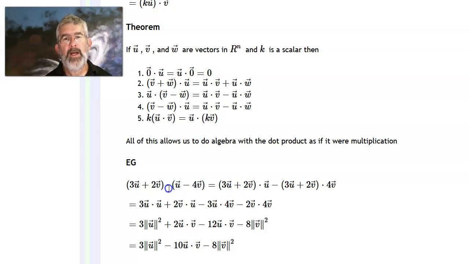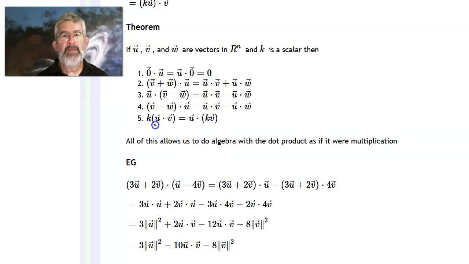Because, for instance, I know that there's a distributive property. So this 3u plus 2v can be distributed to be dotted with both of those, and that's what I did. Here's the 3u plus 2v dotted with the u, and then the 3u plus 2v dotted with the 4v, and there was a minus sign in between, so I got the minus sign.